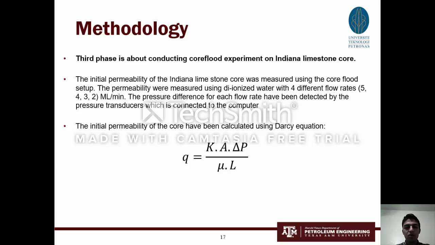The initial permeability of the Indiana limestone core was measured using the core flood setup. The permeability was measured using DI water with 4 different flow rates, which are 5, 4, 3, 2 ml per minute. The pressure difference for each flow rate was detected by the pressure transducer, which is connected to the computer. The initial permeability of the core was calculated using Darcy equation, Q equals K A delta P over mu L.